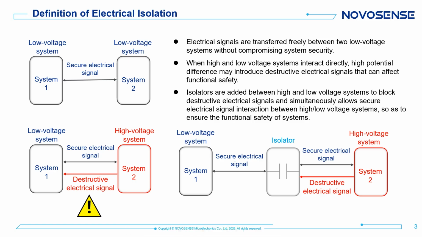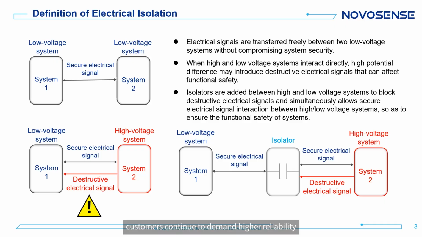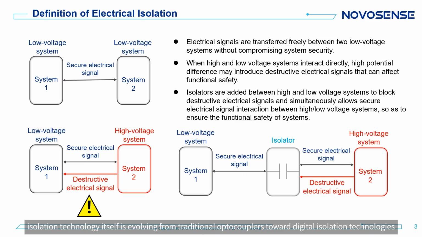At the same time, customers continue to demand higher reliability, better functional safety, and longer service life. Under these conditions, traditional isolation solutions are becoming increasingly insufficient for next-generation high-voltage systems. As a result, isolation technology itself is evolving from traditional optocouplers toward digital isolation technologies.